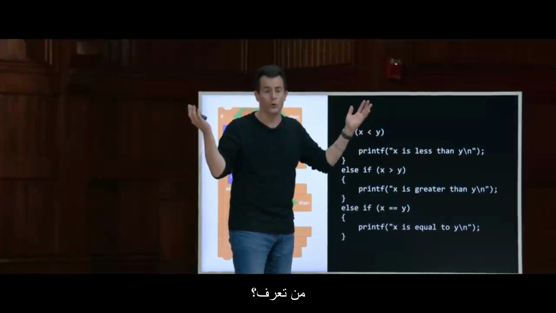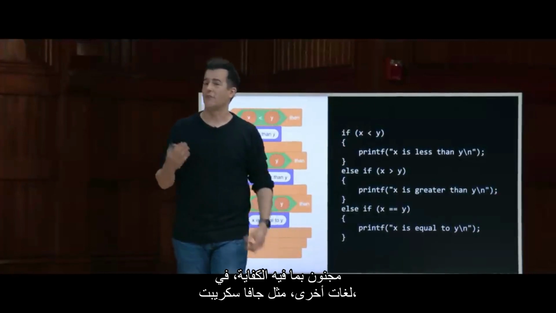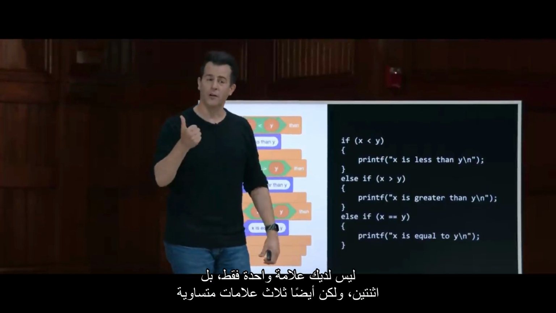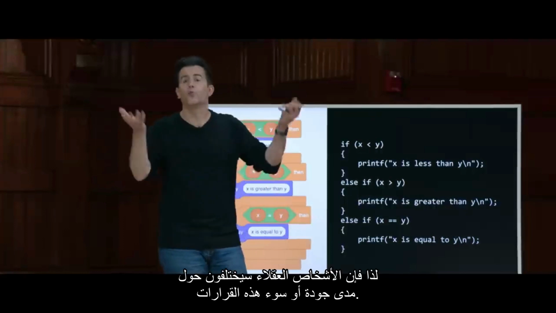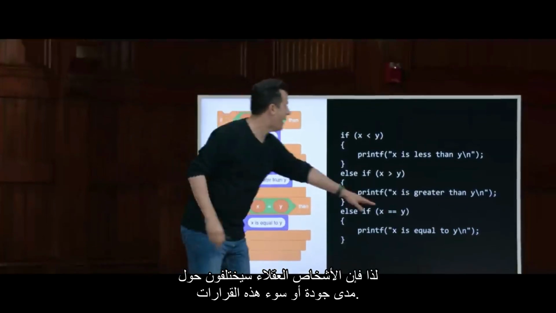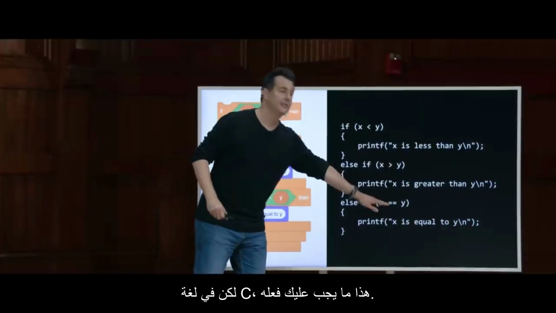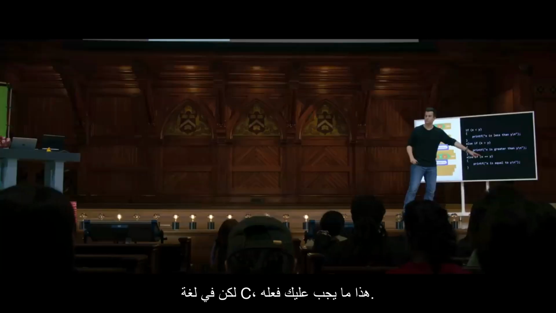Is it the best one? Who knows? Crazy enough, in other languages like JavaScript, you have not just 1, but 2, but also 3 equal signs in a row to solve yet another problem. So reasonable people will disagree as to how good or bad these decisions are. But in C, this is what you must do.